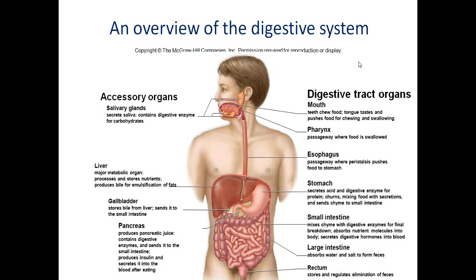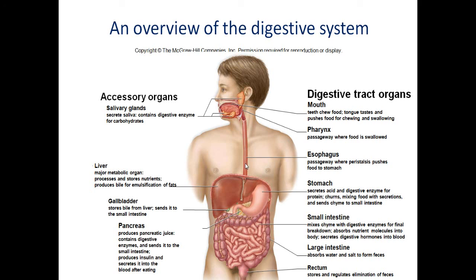Okay, now here's a big picture thing. So if we start at the mouth, okay, the teeth are going to chew the food, the tongue's going to taste it, it's going to push your food back. Salivary glands are going to secrete saliva, and the saliva has enzymes in it that are going to help digest carbohydrates. Okay, now behind your mouth, the tube that's going to go down to either your trachea or your esophagus is called the pharynx. So the pharynx is like a funnel, so it goes from your mouth all the way down. Okay, your esophagus is the food tube.